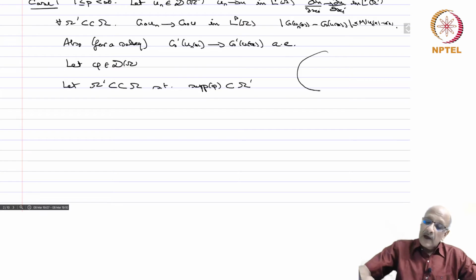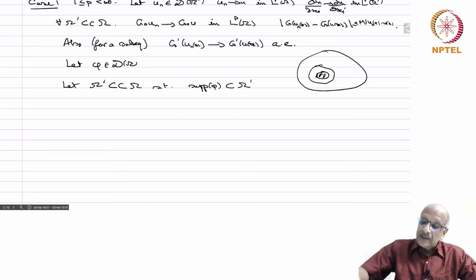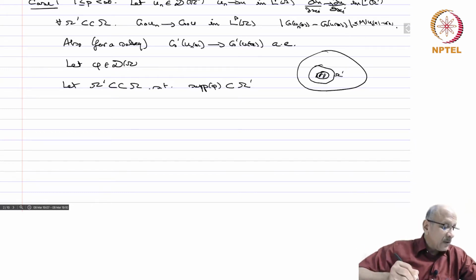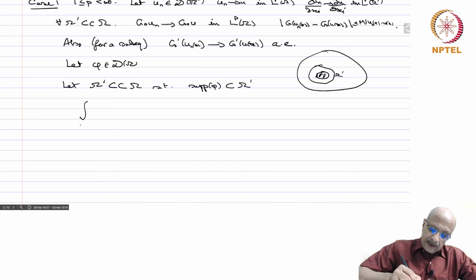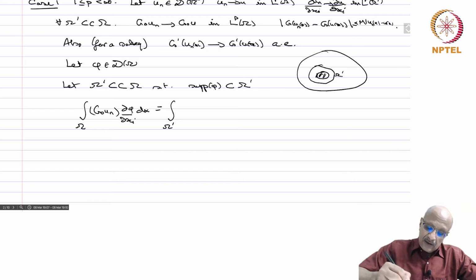Okay. So, you have omega and you have a compact set K here, which is the support of phi. I can always find, by the properties of the topology in R^n, another omega dash which contains this support. Okay. So, now you have that the integral on omega of g composed with u_n, d phi by dx_i dx, is equal to the integral on omega dash, because it is the support of phi, of g composed with u_n, d phi by dx_i dx.